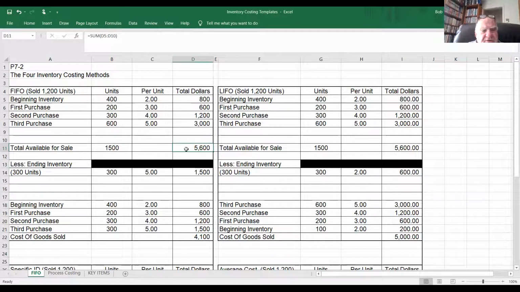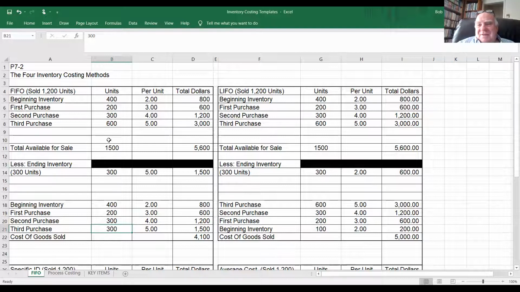Okay, let's figure out the cost of goods sold using FIFO. We sold 1,200, so under FIFO, we sold the first layer first. So we've got 400 times 2 plus 200 times 3 plus 300 times 4. So that's 8 and 6 and 12. That's 900 so far. We get to the final layer, and we only need 300 to come up with the cost of goods sold. 300 times 5 is 15. So we costed out 1,200.